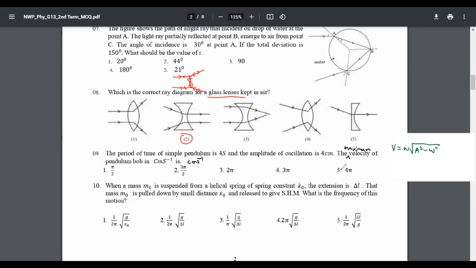So for maximum velocity, you know the equation. Maximum velocity is equal to amplitude times omega. Amplitude is given as 4 centimeters, so it's 4 centimeters times omega. They have given the period of time. Omega is 2 pi over the period, 2 pi over 4. So the final answer, the 4 and 4 get cancelled off: 2 pi centimeters per second. They have ignored the radians part. We don't normally put it when you say maximum velocity. Answer is the third one.